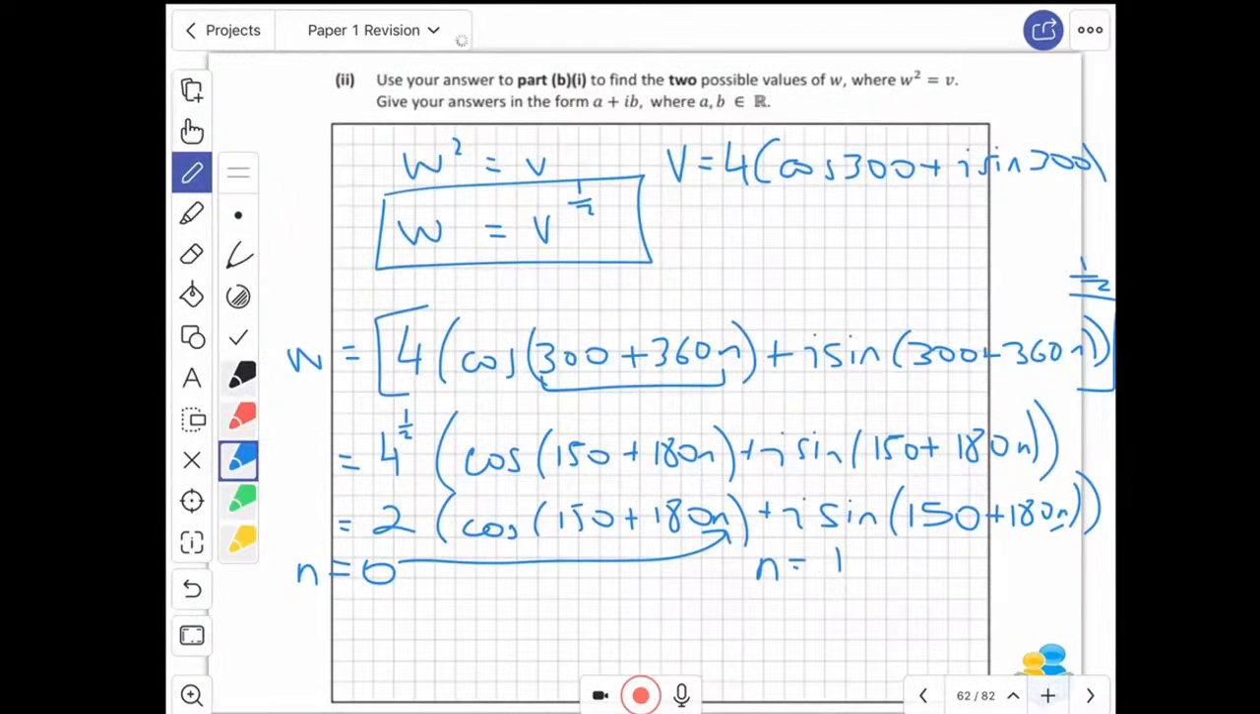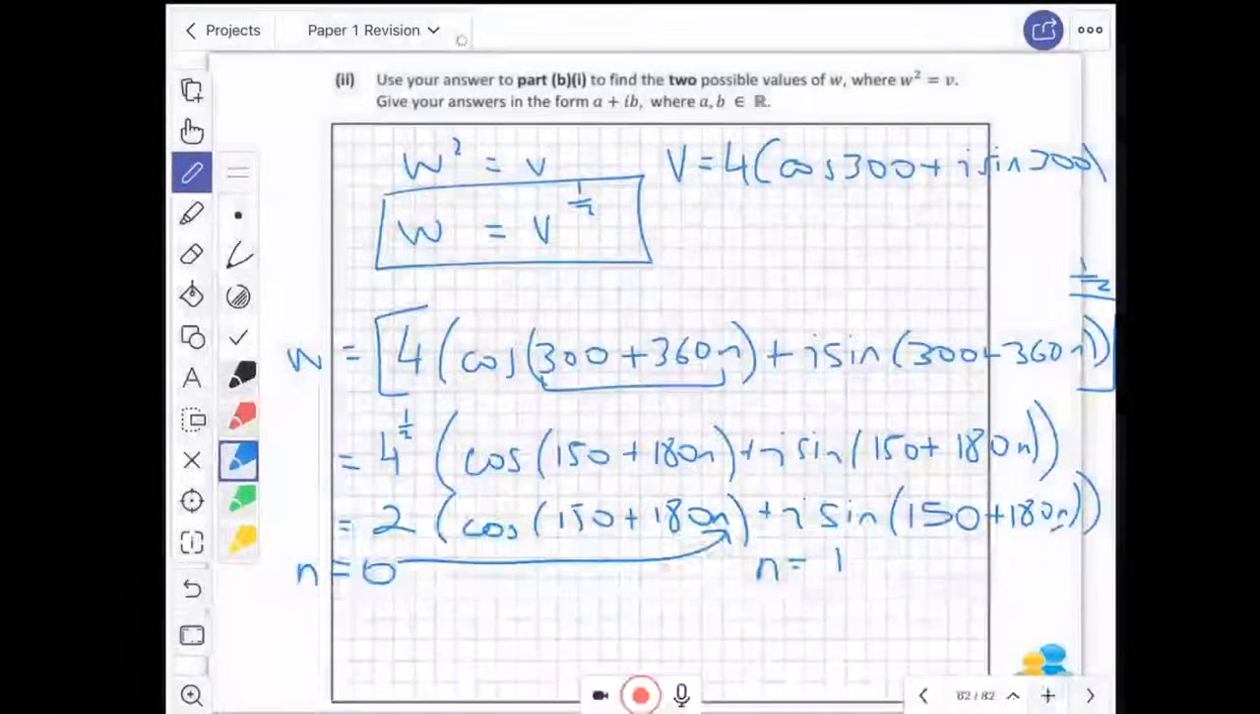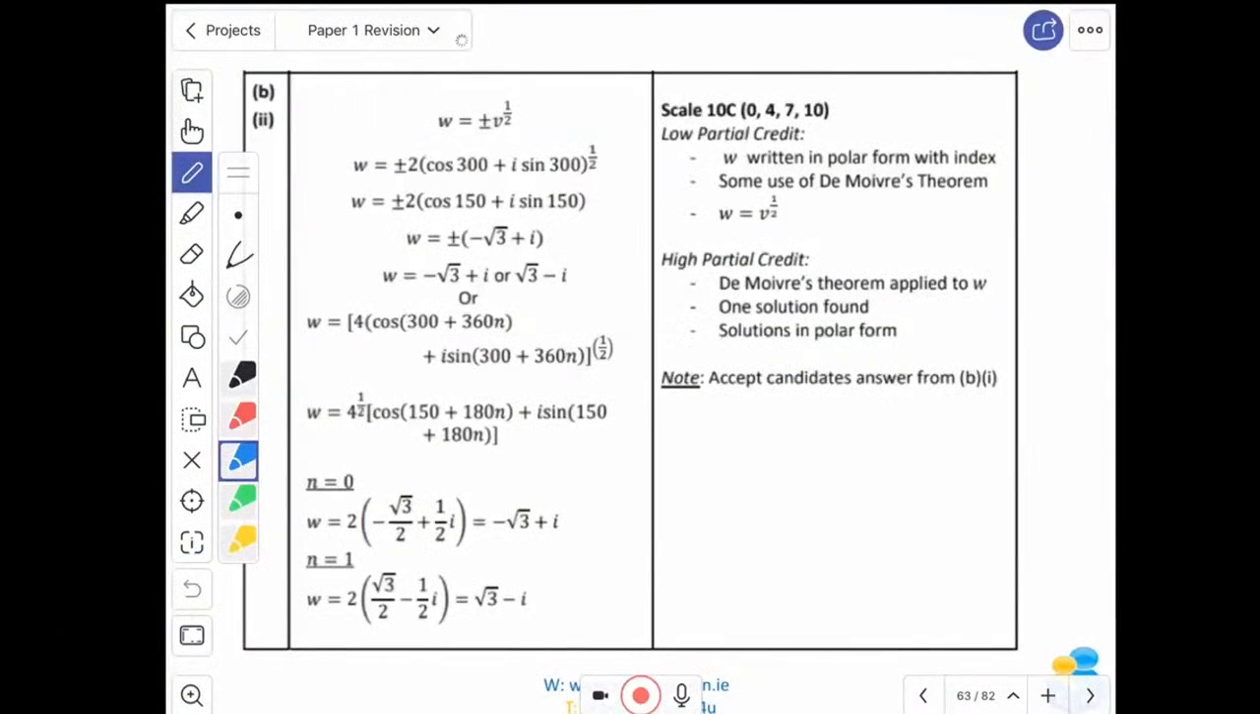Okay, so I'm not going to do that bit out. But basically, if I go on to the next slide, you'll see they've subbed in 0, and they get that and that. They multiply it by 2 then, because remember 2 is on the outside. And they sub in 1. And again, they get their 2 final answers there.